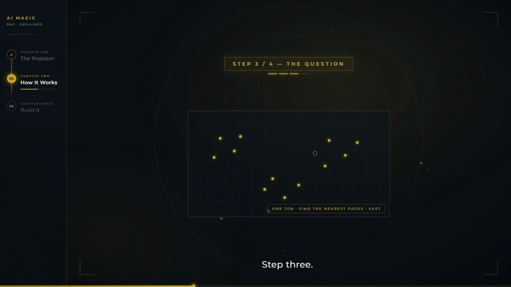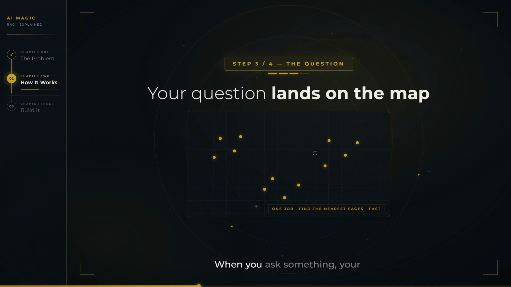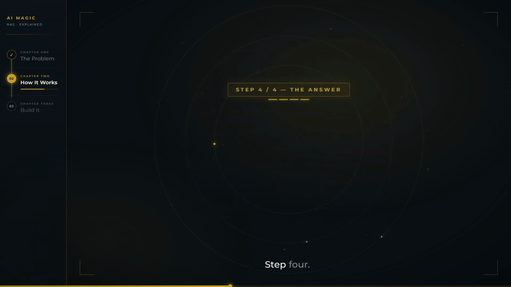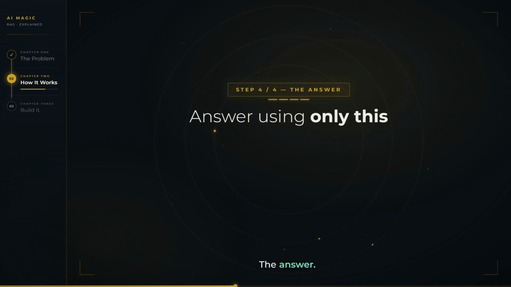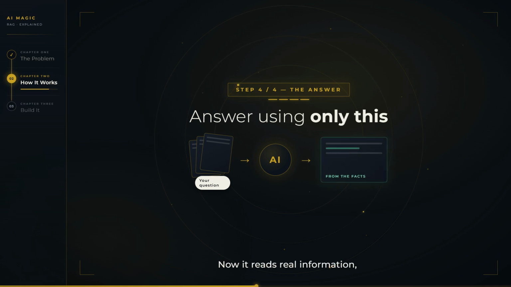Step 3. The question. When you ask something, your question lands on that very same map. And now it's simple. The closest pages are about the same thing as your question. Those are exactly the pages we need. Step 4. The answer. We hand the AI those pages together with your question and we say, answer using only this. Now it reads real information and answers from facts, not from memory, not a guess.